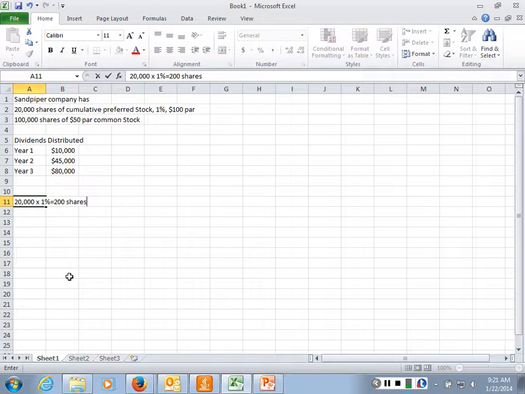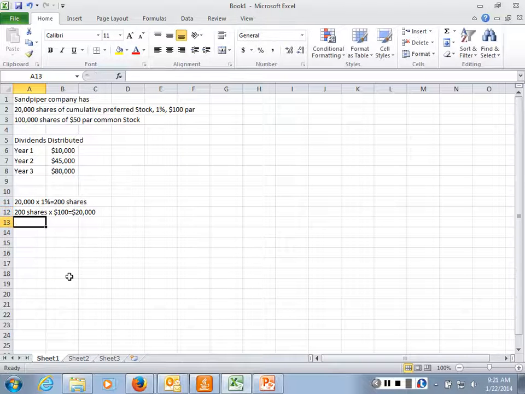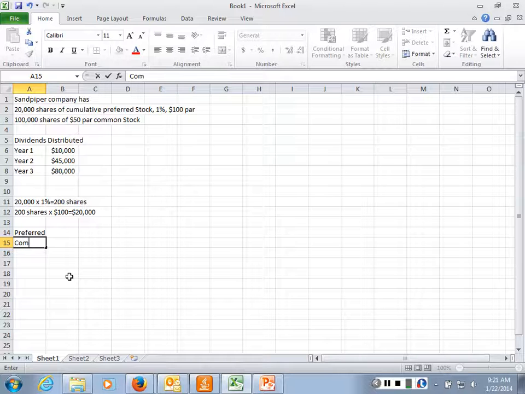All right, so out of those 200 shares, their par value is $100. So I should be paying my preferred stockholders $20,000 every single year. All right, so in year one, I'm going to make a column here, a row for preferred, common, and then if we have anything in arrears.